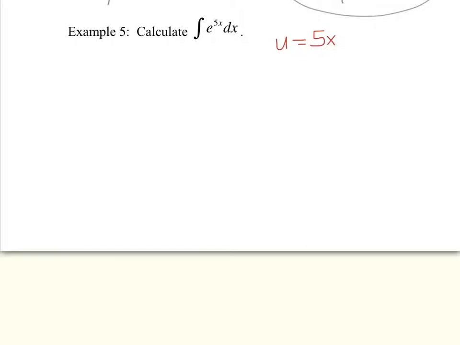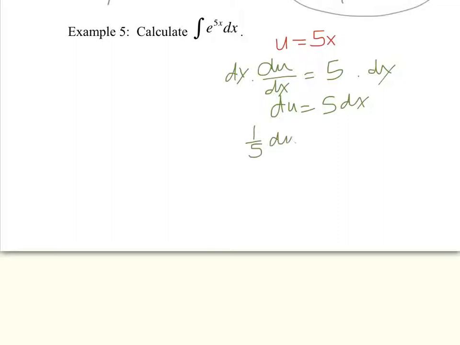All right, so du dx is going to equal 5. So again, I need to solve this. So I have times dx, so du will equal 5 dx. But I notice there's no 5 out in front of the e. So I'm going to make it 1/5 du equals dx. All right, and I have my integral, e to the u.